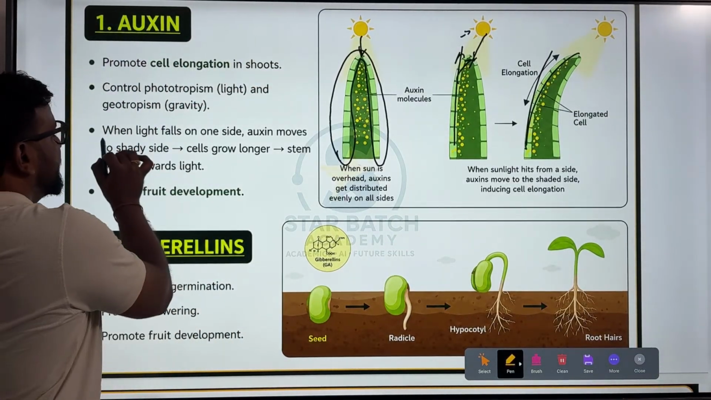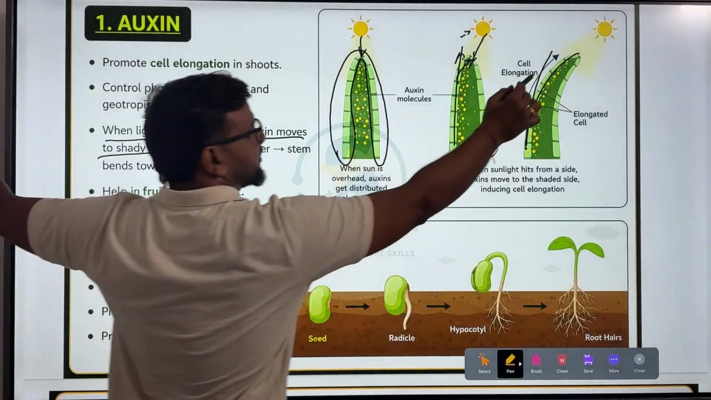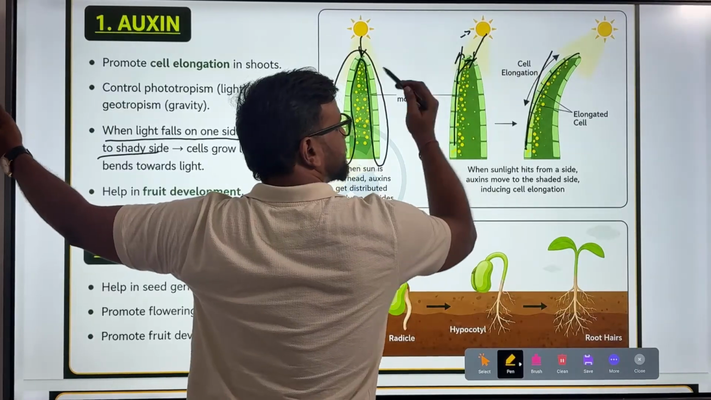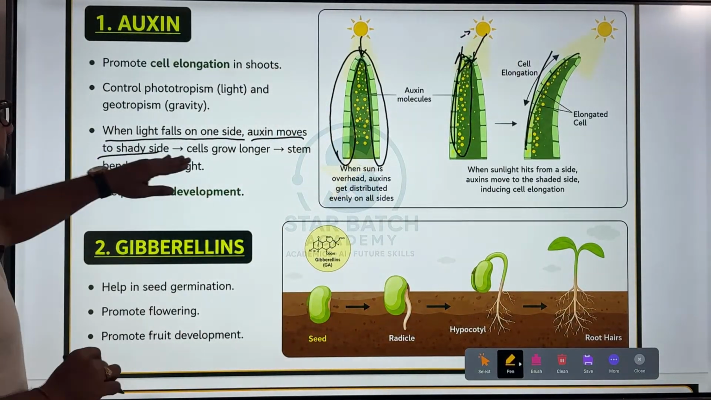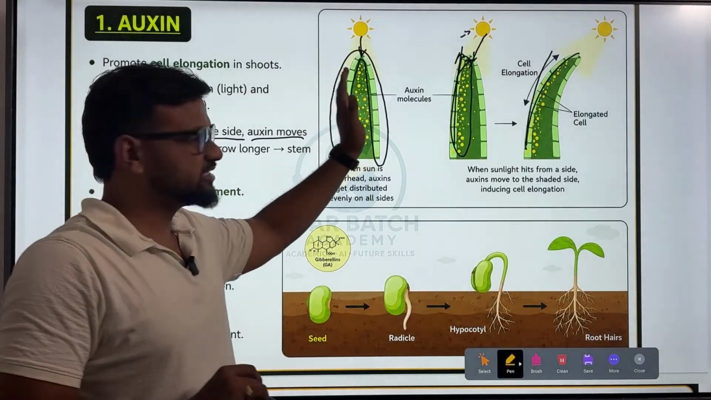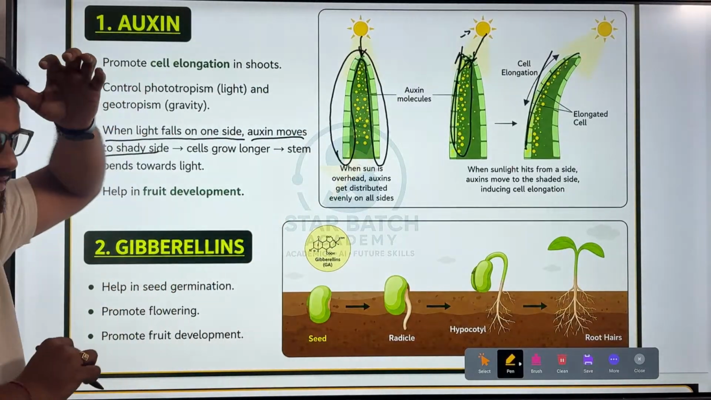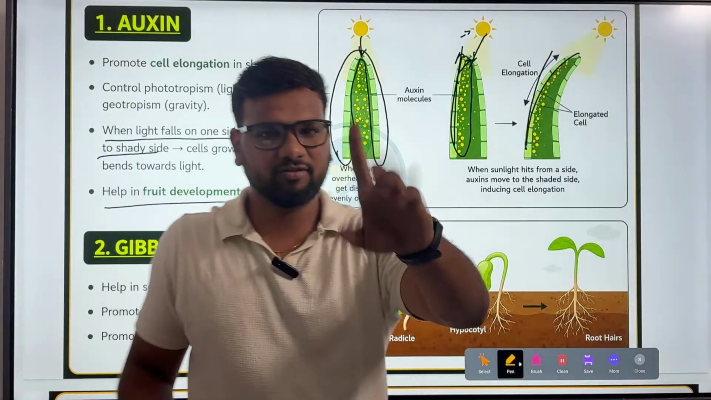See, when the light falls on one side, auxin moves to the shady side. Light is here and the molecules are here. Okay, cells grow longer, the stem bends towards the light. Auxin also helps in fruit development.